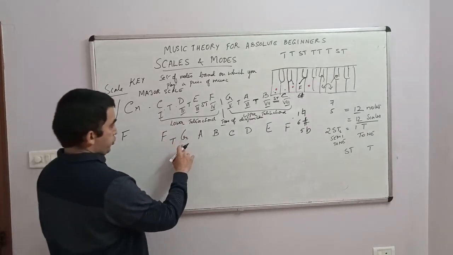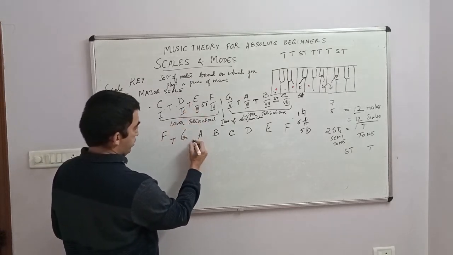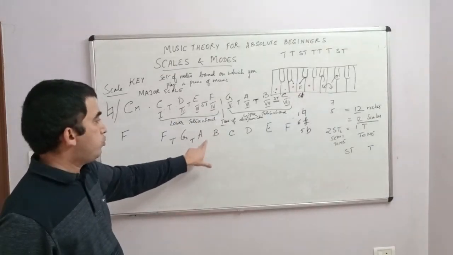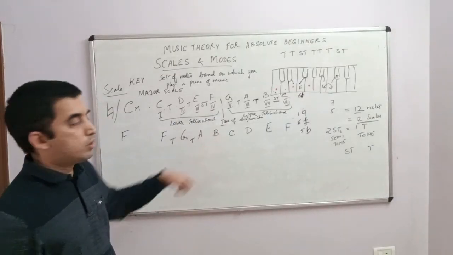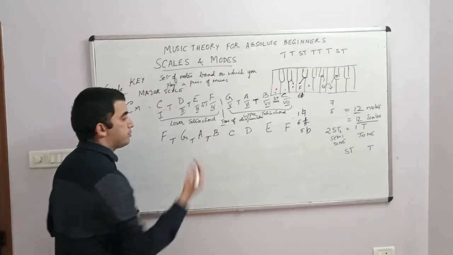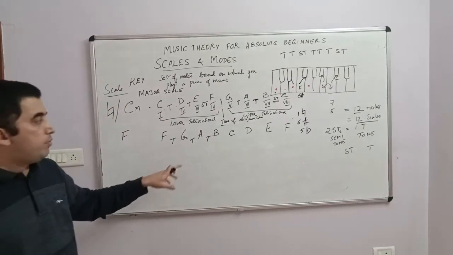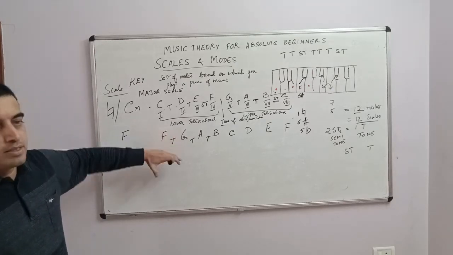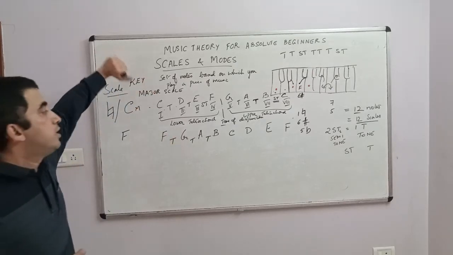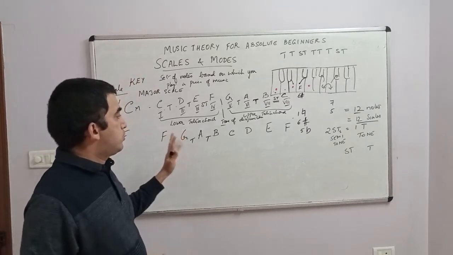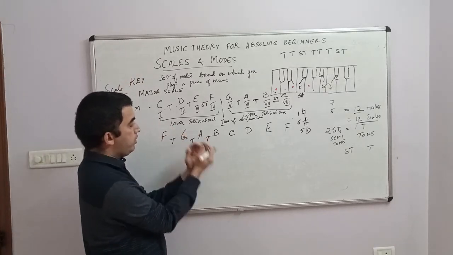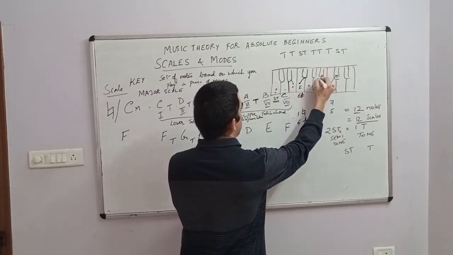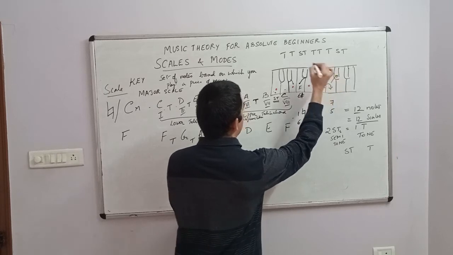Right, so F to G is a tone, D to E is a tone, G to A is a tone, right? E to F is a semitone, correct? But A to B is a tone. We have a problem here. So now we have to solve this problem. That is what differentiates this scale from the C major scale, right? So again, two options to reduce the distance between A and B: either you raise the A note, or you lower the B note.